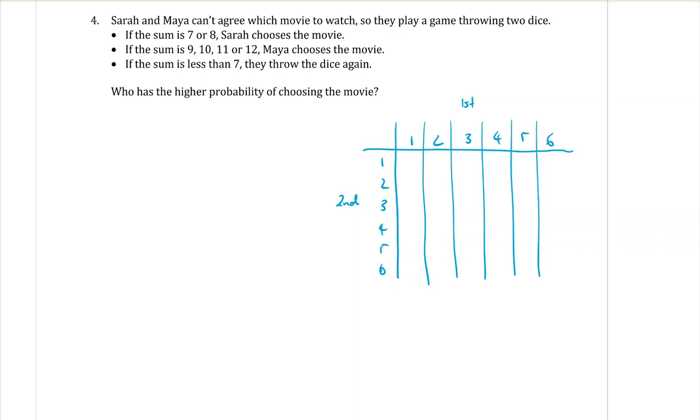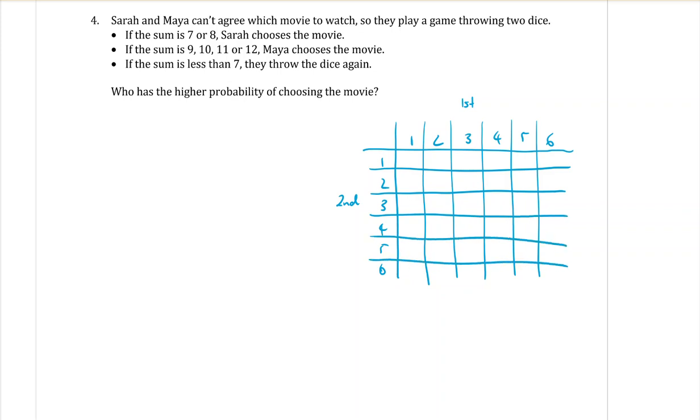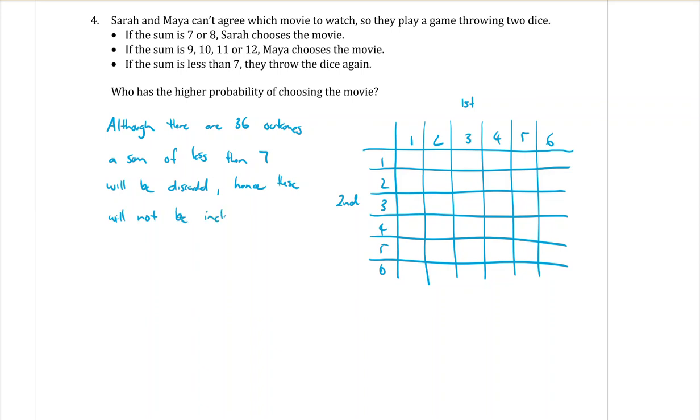So the important thing to realize with this question is if they roll a number less than 7, they basically disregard the result and they start again. So although there are 36 outcomes, a sum of less than 7 will be discarded. Hence, these outcomes will not be included. So instead of having all 36 outcomes, we only want the ones that are 7 and higher.